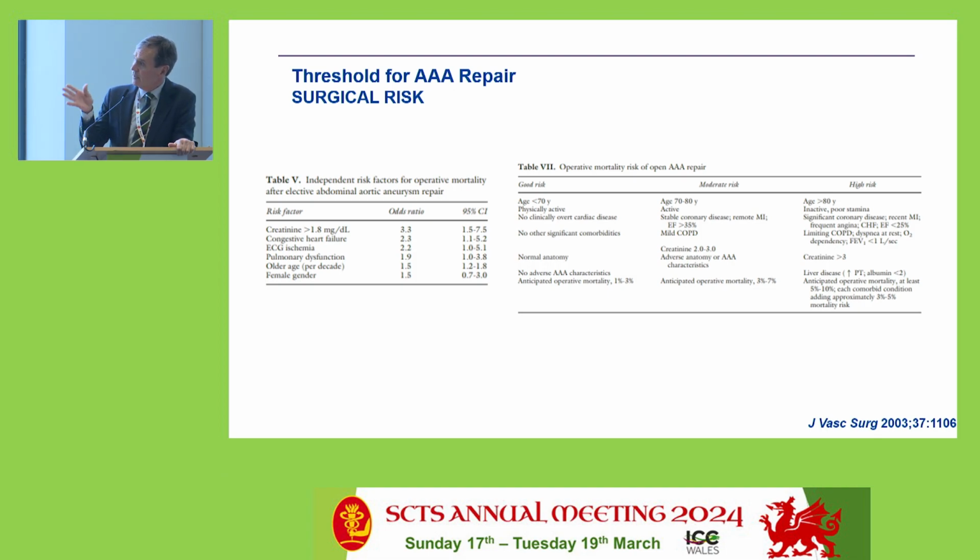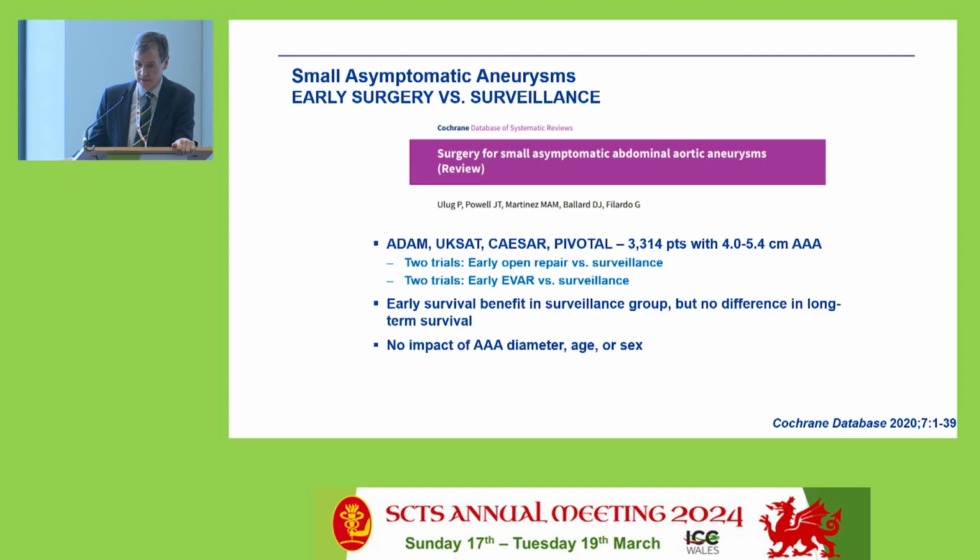What we do see on the table to the left at the bottom is that the female gender had a 1.5 odds ratio of rupture compared to men, and operative risk. The 4 trials that randomized patients with small asymptomatic AAAs looked at patients with 4 to 5.4 centimeter aneurysms.